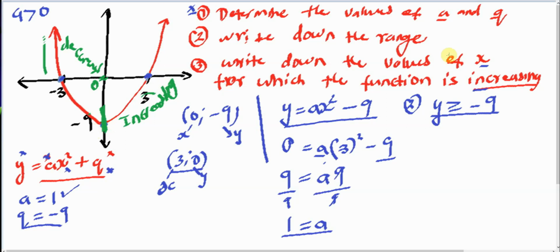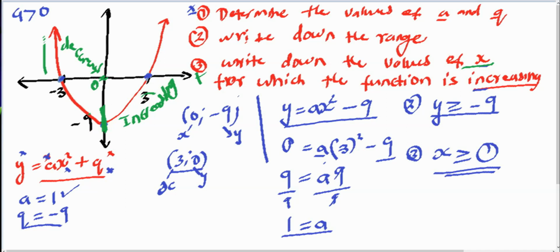So how do you write the values of x? So it means that from 0 towards the +infinity. So for question 3, we will say that the graph is increasing when x is greater than or equals to 0. Right, so this is how you answer this type of questions.